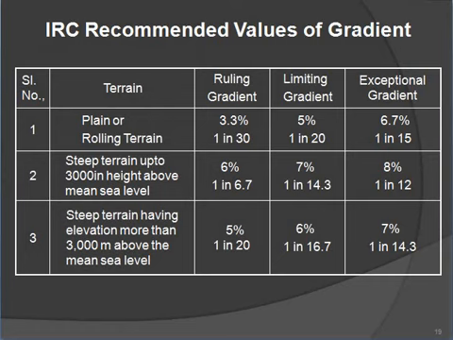The IRC recommended values of gradients are as follows. First, coming to the terrain, plain or rolling: ruling gradient 3.3%, 1 in 30; limiting gradient 5%, 1 in 20; and exceptional gradient 6.7%, 1 in 15. Similarly for steep terrain up to 3000 meters height above mean sea level, and steep terrain having elevation more than 3000 meters above mean sea level. So these are the IRC recommended values of gradient.